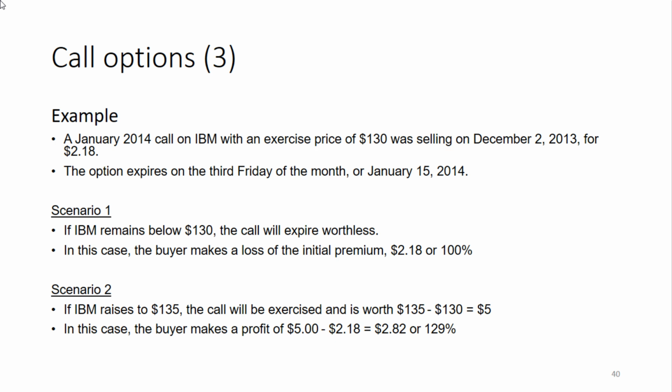Well, the holder of the call option says, I have a right but not an obligation to exercise the option. If the value of the stock is lower than 130, then it's more attractive for me to buy the asset directly in the market than to exercise my option and then to pay 130 for it. So I will not do anything. I will not exercise the option.